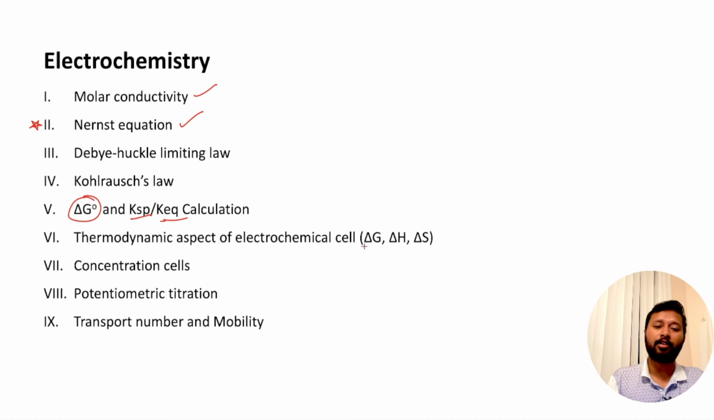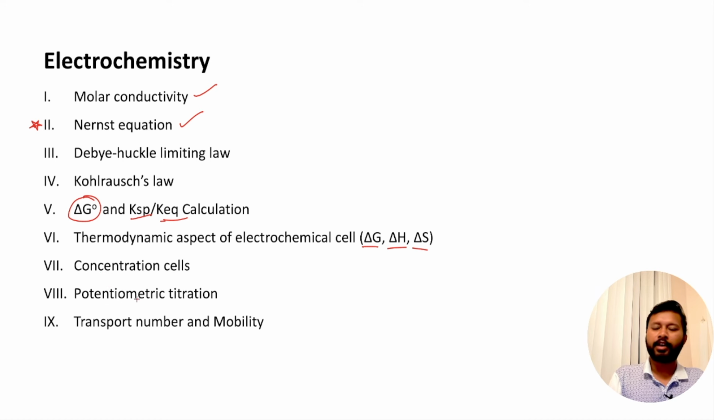Thermodynamics aspect of delta G, delta H and delta S, that means how these thermodynamic quantities are related to the EMF of the cell, and the equations relating them, is what is generally asked. Then you have concentration cells with liquid junction and without liquid junction, which you also have to cover if you are preparing complete electrochemistry.